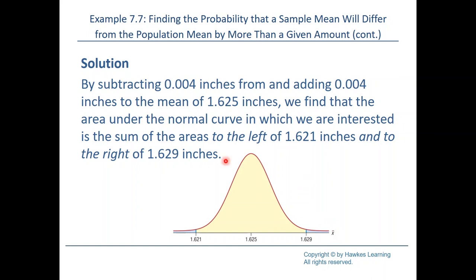Okay, so I'm still going to take that mean of 1.625 and I'm going to add and subtract 0.004, which is going to give me the 1.621 and the 1.629. And again, I want to know the area out in this tail area and here because I said more than.